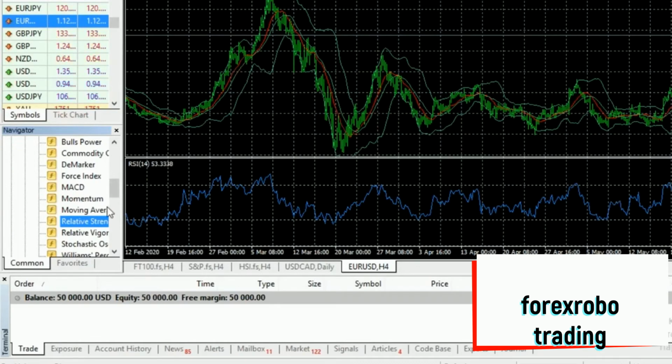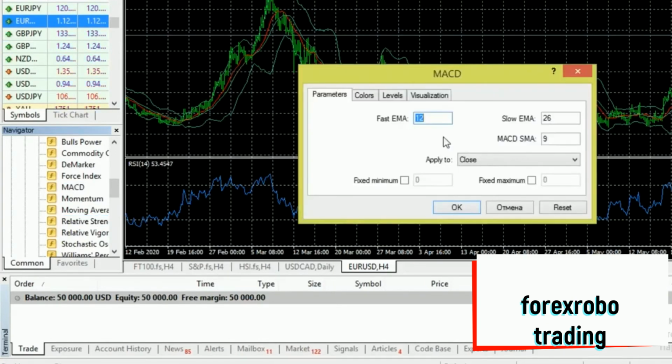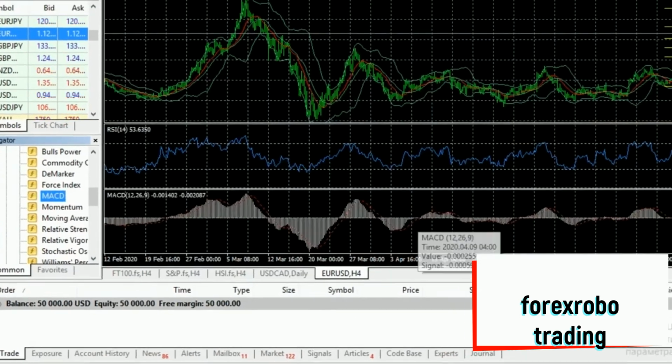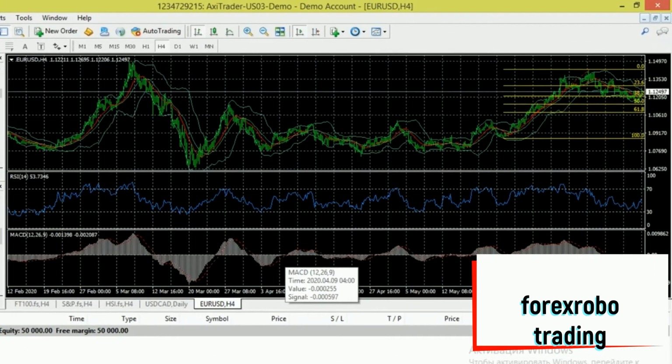I'm going to add one more while we're in this navigator window, which is MACD, which stands for Moving Average Convergence Divergence. I'm going to double click. OK. I have my EMA settings, which are the standard settings for MACD that you should always be using: 12, 26, and 9. I'm going to click OK. Now I have 2 oscillating indicators on the chart here at the bottom, which I can use in combination with what I have above.